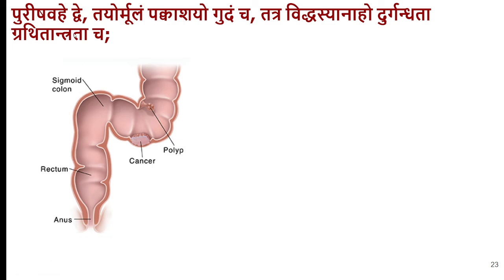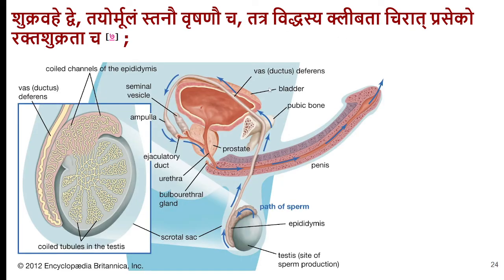So these are the two components of the Purishavah Srotas, and their Mula Pakvashaya, the rectum which stores, and the distal portion of the colon which helps in storage, and the anus which helps in evacuation. Tatra viddhasya anaha durgandhata gratitantrata, they can produce the dilated megacolon, gratitantrata, megacolon components can occur if there is a failure of evacuation of the stools.